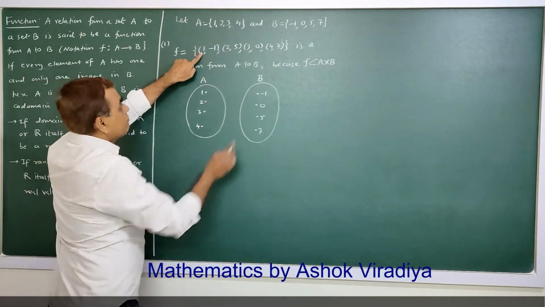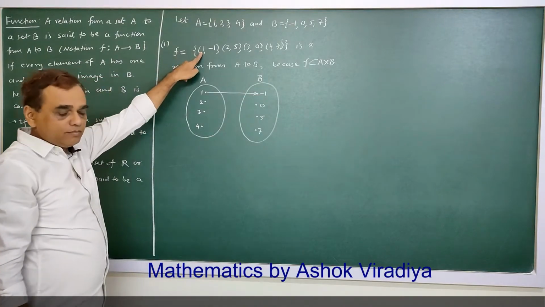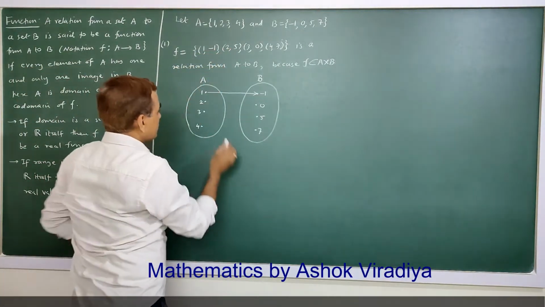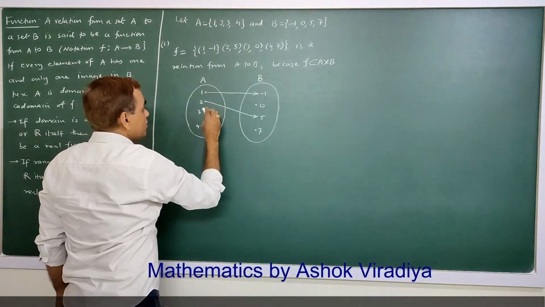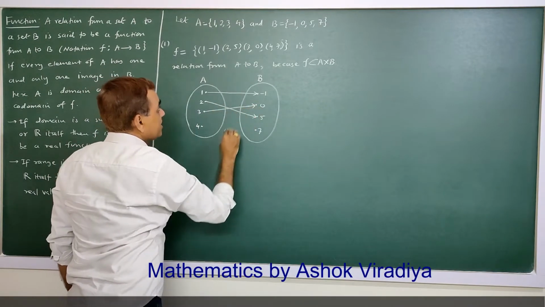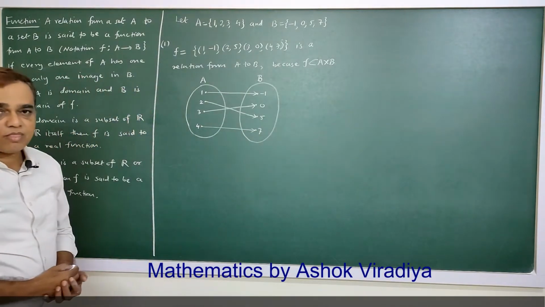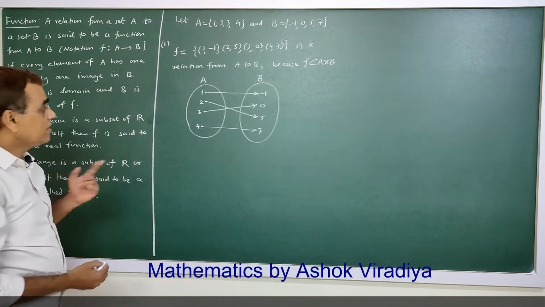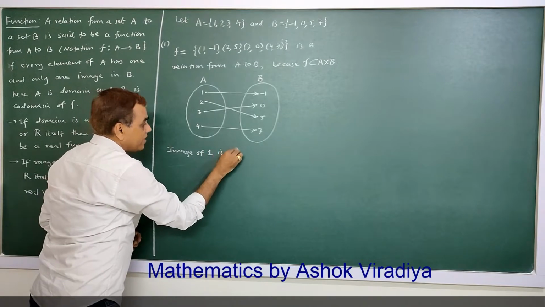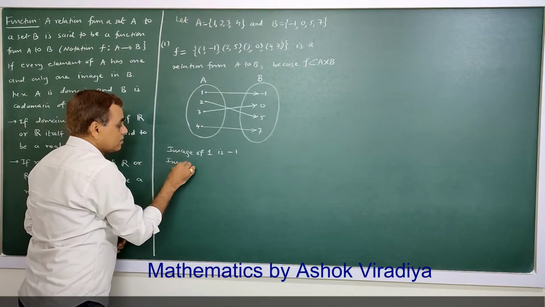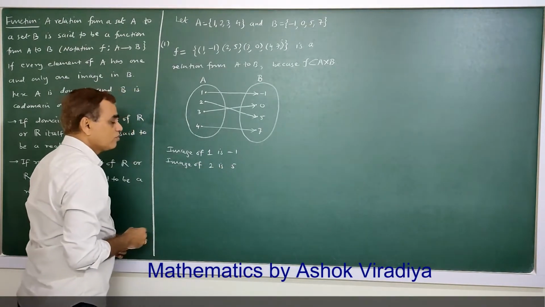We can say the image of 1 is -1. The image of 2 is 5. The image of 3 is 0. The image of 4 is 7. Here we say the image of 1 is -1, the image of 2 is 5, etc.